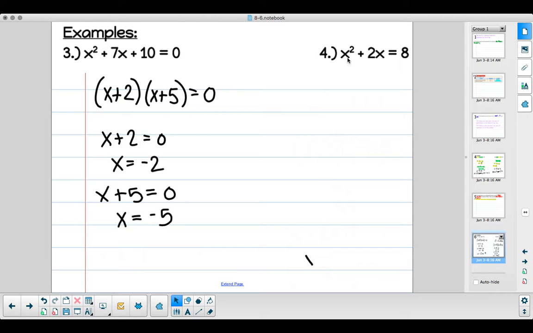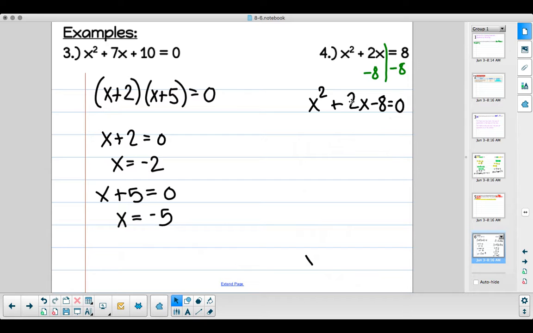One other example, x squared plus 2x equals 8. Again, this is just x squared, not ax squared, so you don't need to use the magic factor box. You can if you want, though. The thing that you need to do first is move this 8 over to the left. So the opposite of plus 8 is subtract 8 from both sides, and that leaves us with x squared plus 2x minus 8 equals 0.